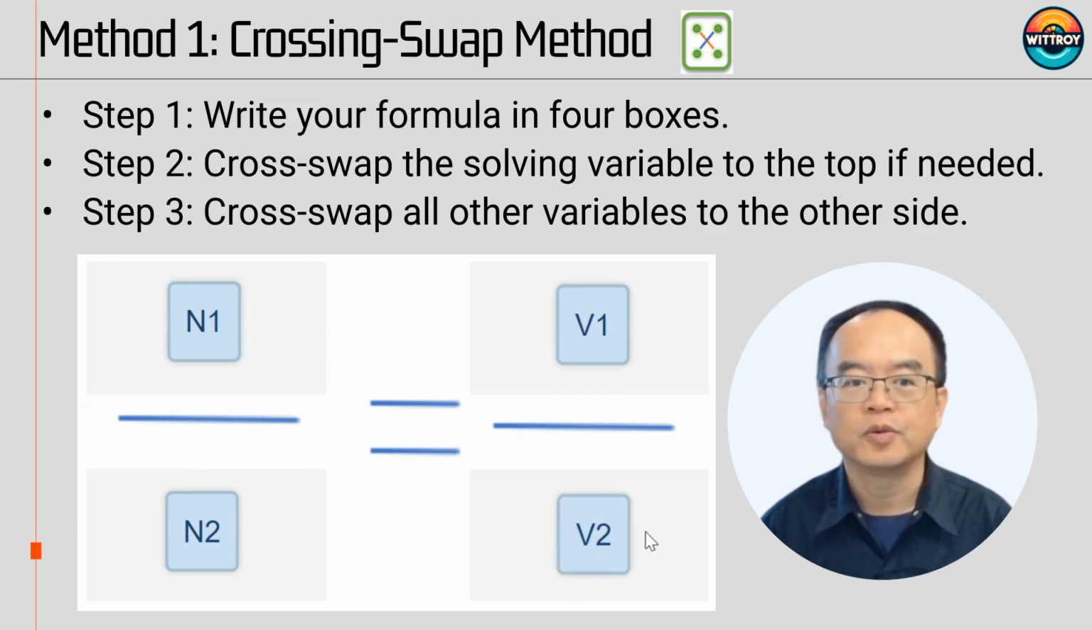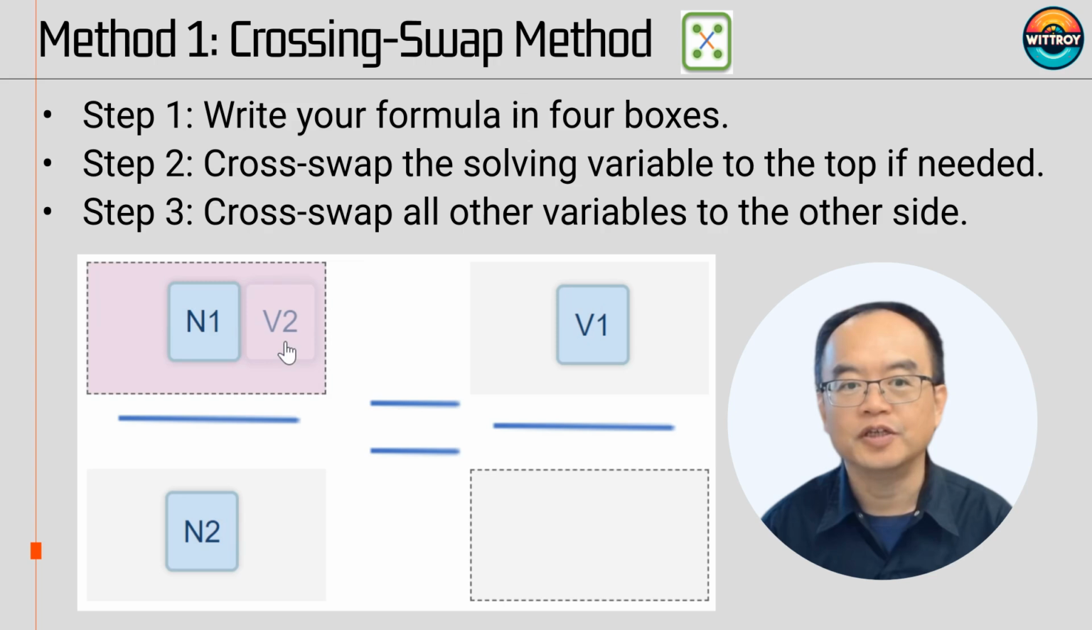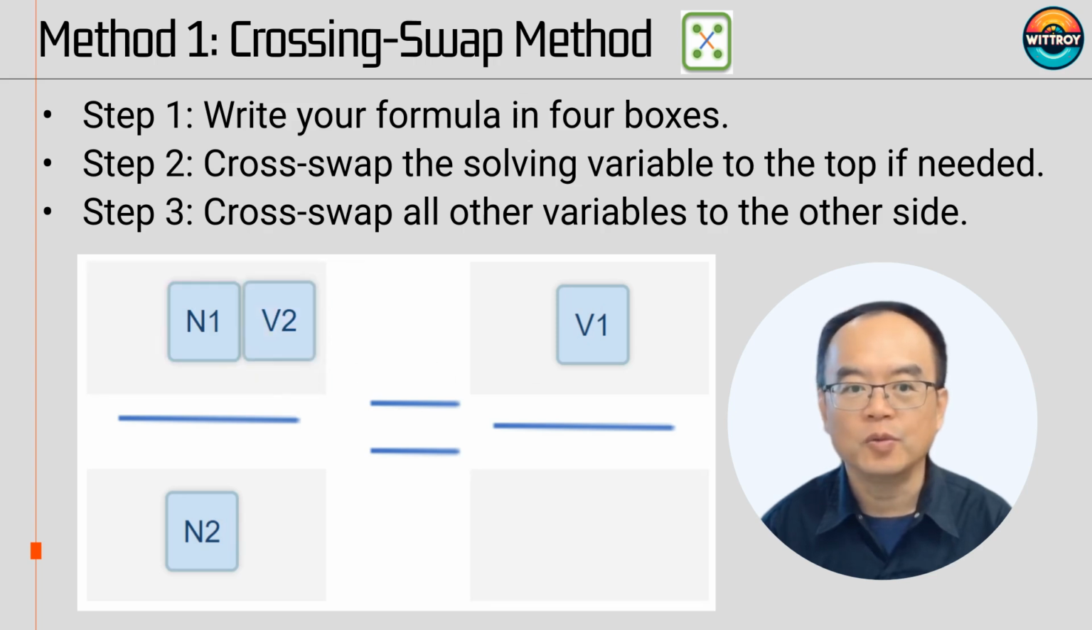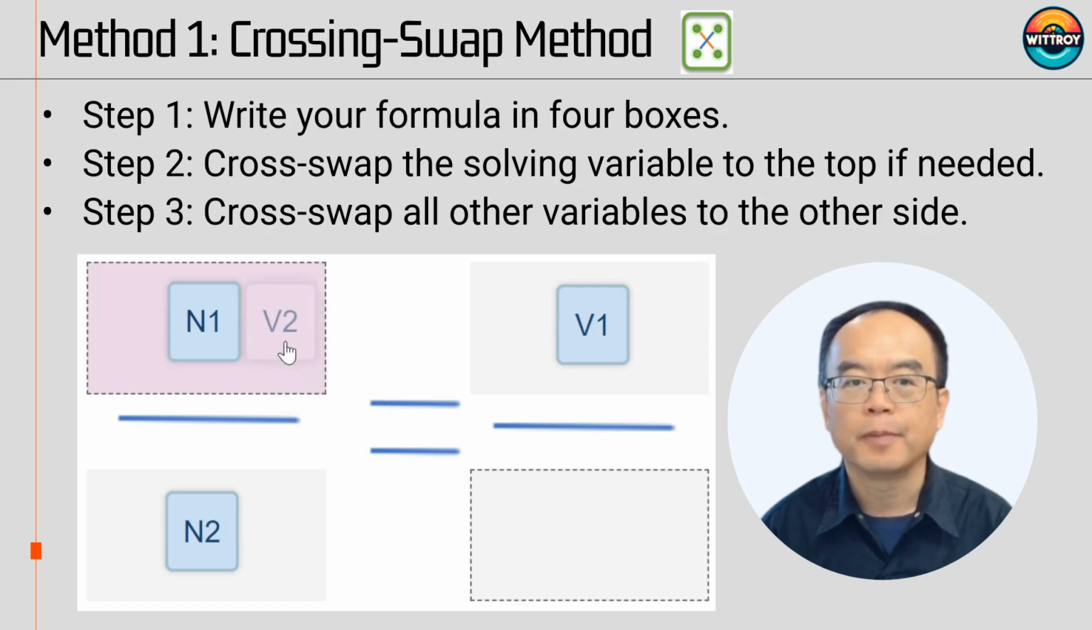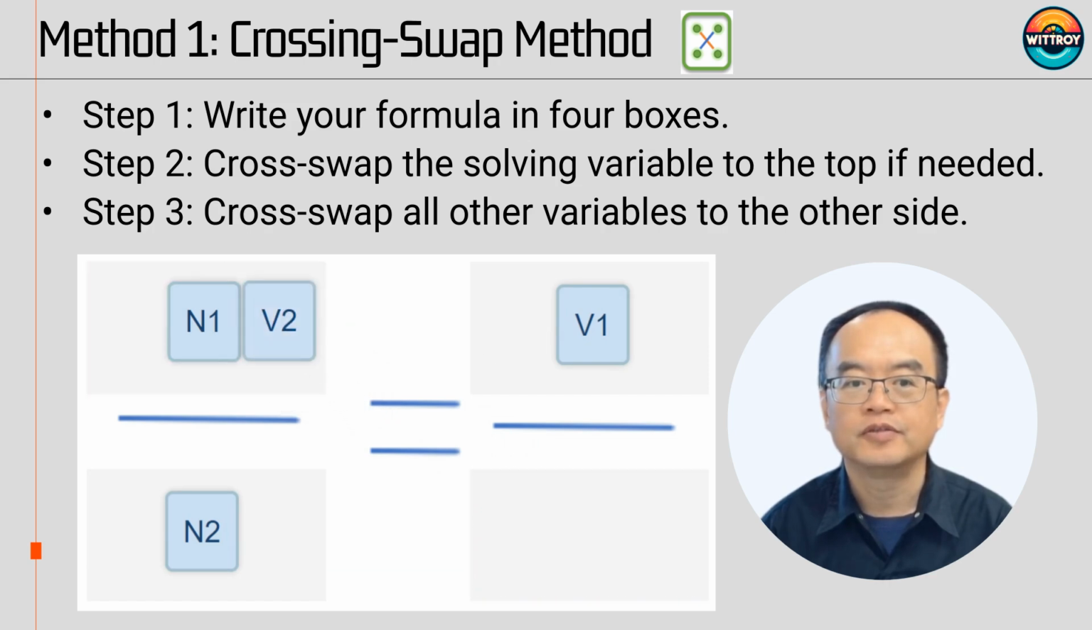Move V2 from the bottom right to the top left, crossing over the equal sign. The formula becomes V1 equals N1 times V2 divided by N2. By following these steps, we have successfully transposed the formula to solve for V1.